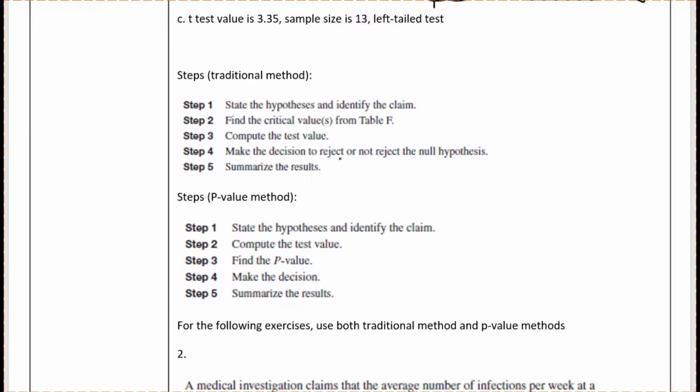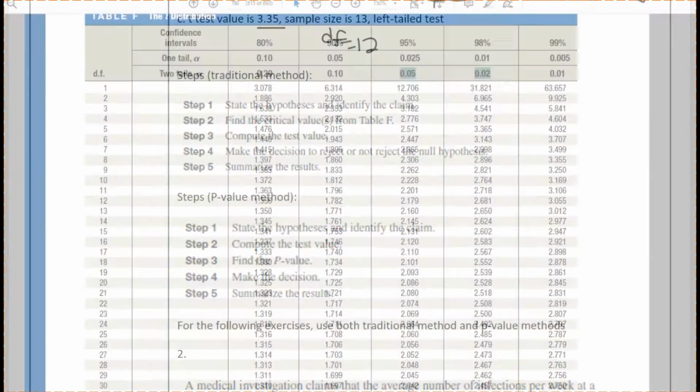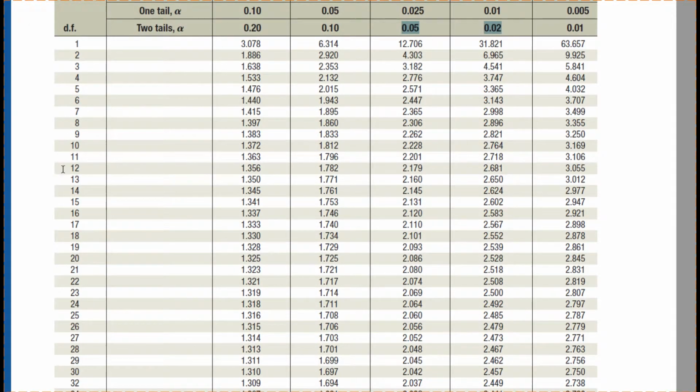All right, so then we're looking at the third one. So we have a t of 3.35 with a df of 12. So we're going to look at 12 and then 3.35 for a one-tailed test. So for a degree of freedom of 12, we have 3.35. So it looks like we're past this number. We're larger than this side. So we're on the right side of 3.055.